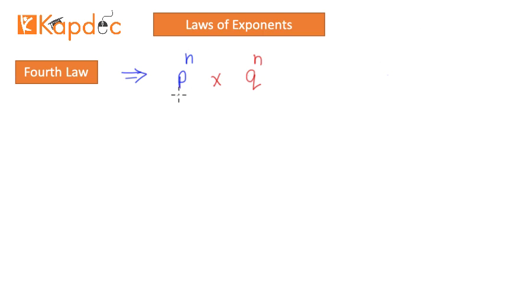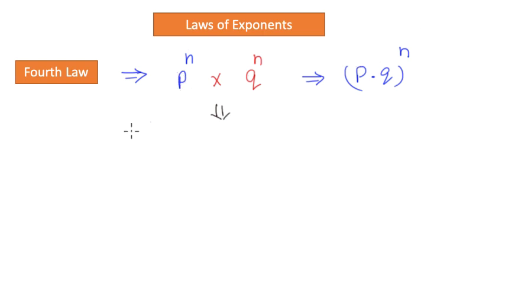It states that when you have two numbers that have different bases but the same powers, the net result of this multiplication operation could be stated as p times q, with the power n applied to this total, meaning the same power comes to the product of these two bases. All right, let us put some numbers to it to understand this concept.